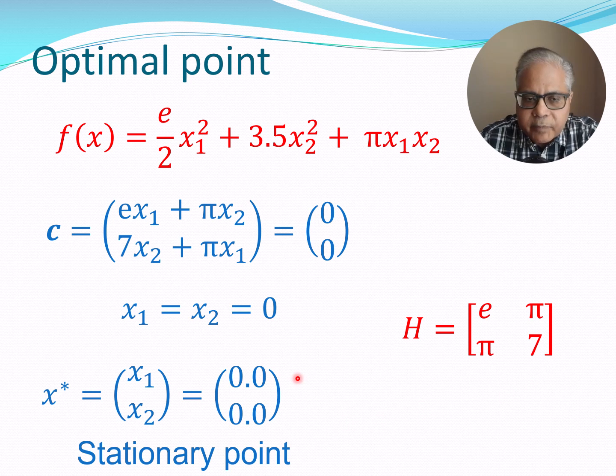So remember, the minimum point here is simply 0, 0. That's the stationary point of this function. And what I'm also going to do is print out the B matrix at the end and see whether it's positive definite or not. So that's going to confirm if this is a minimum point or not.